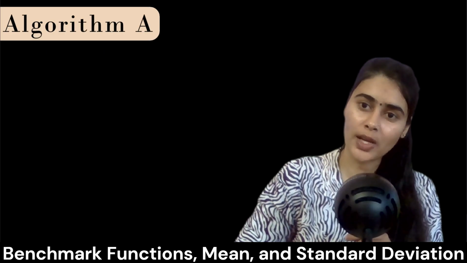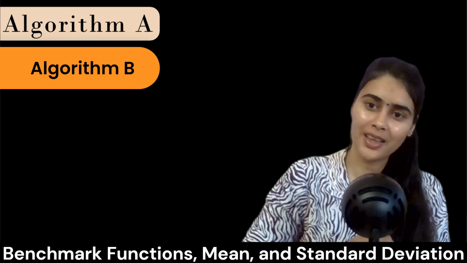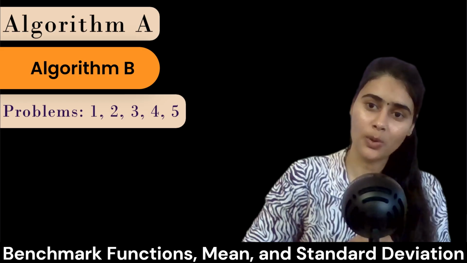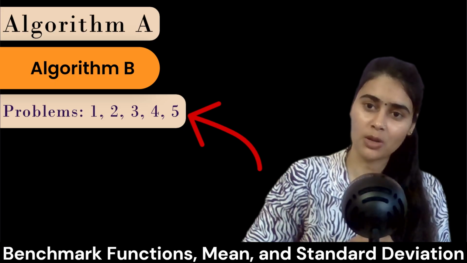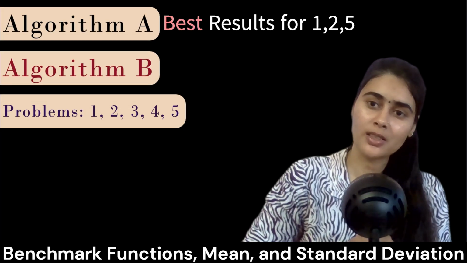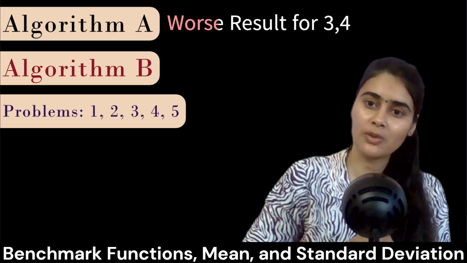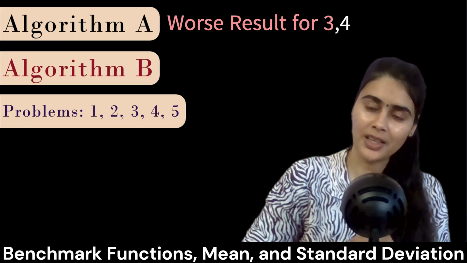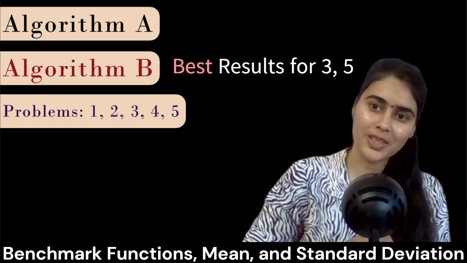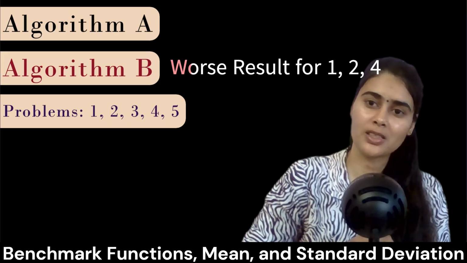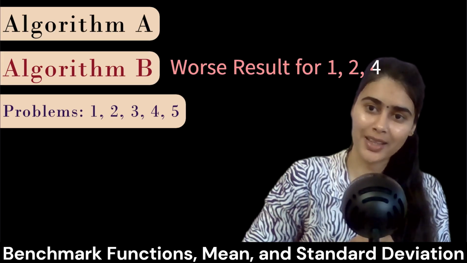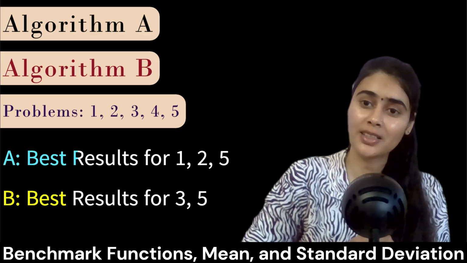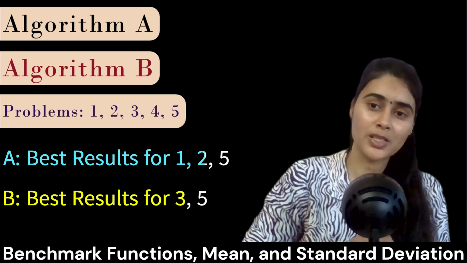Suppose we have two algorithms, algorithm A and algorithm B, and we have 5 different optimization problems, 1, 2, 3, 4 and 5. Now we will apply these two algorithms to solve these problems. Here you can see algorithm A is giving us the best result for problems 1, 2 and 5, and at the same time it is giving poor results for problems 3 and 4. Algorithm B is giving the best result for problems 3 and 5, but poor results for the other problems. That's why, according to the no free lunch theorem, there is no single algorithm that can solve all types of optimization problems.